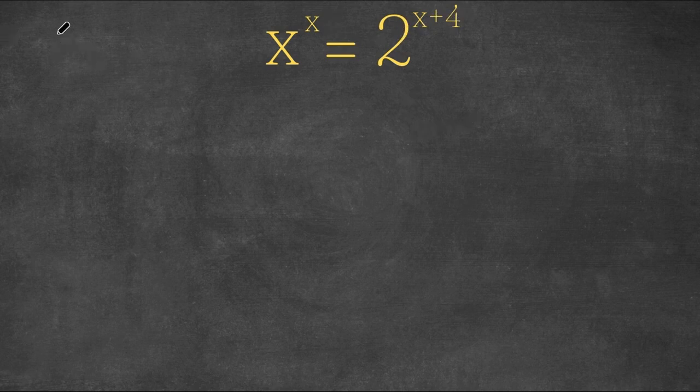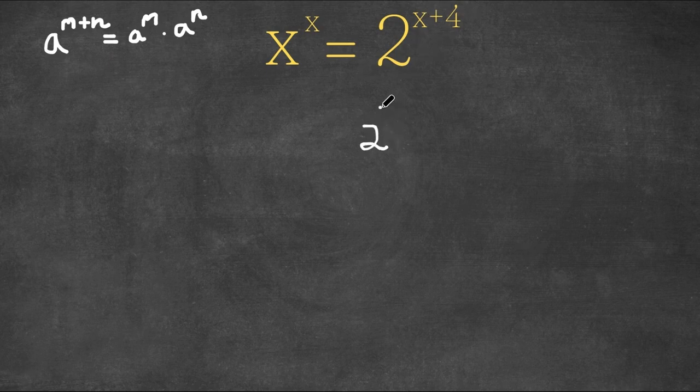Now, if we have something in the form a to the power of m plus n, this can also be written as a to the power of m times a to the power of n. So I'm going to use this property for 2 to the power of x plus 4. Think of 2 as a, x as m, and 4 as n. So this we could rewrite as 2 to the power of x times 2 to the power of 4.